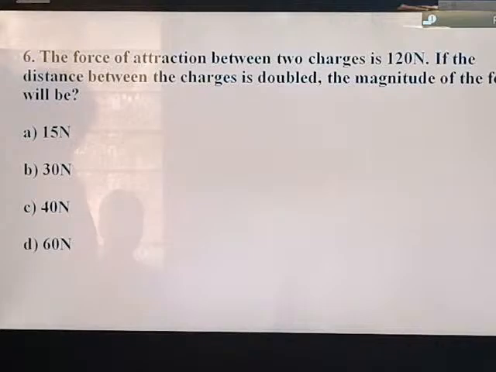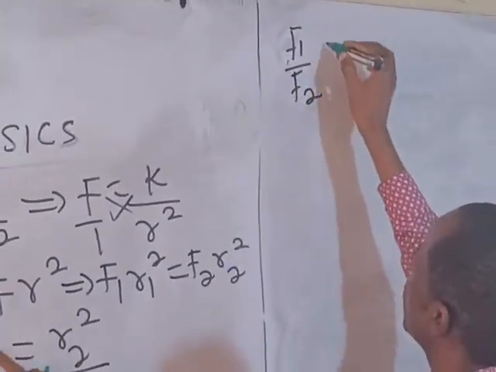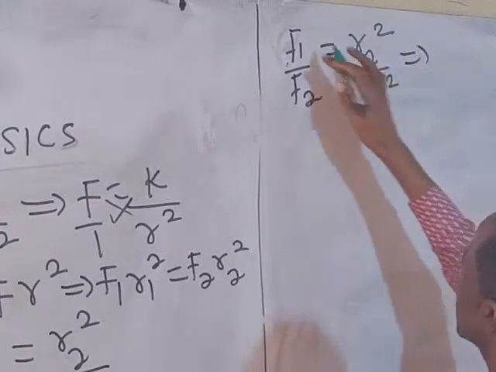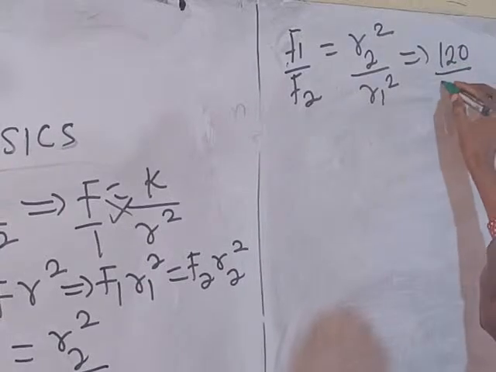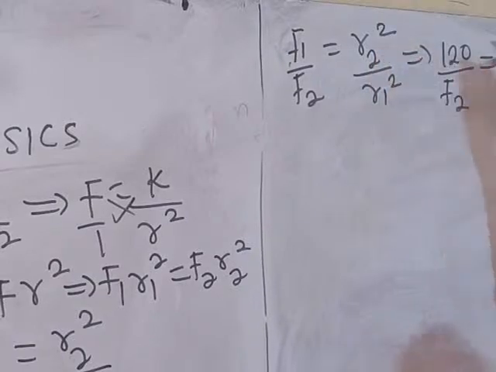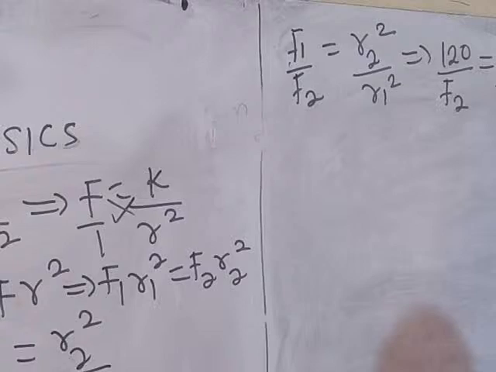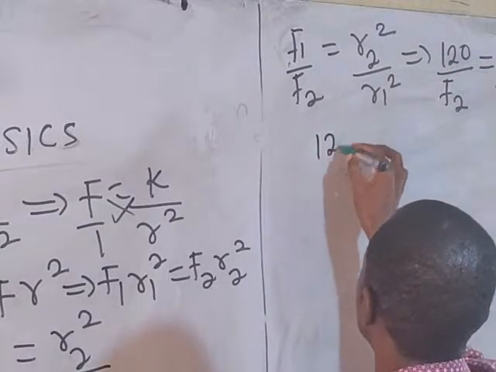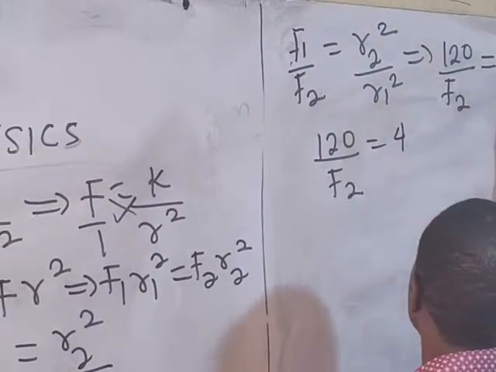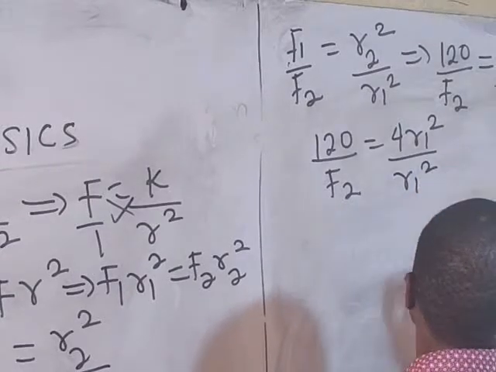So not forgetting our formula, F1 all over F2 is equal to R2 squared all over R1 squared. So this will give us F1, which we know to be 120, all over F2. That's what we want to find out. We don't know R2, but don't forget, R2 is 2R1. So that's 2R1, everything squared, all over R1 squared. So this is now 120 all over F2 is equal to 2 squared, that's 4 R1 squared, all over R1 squared.